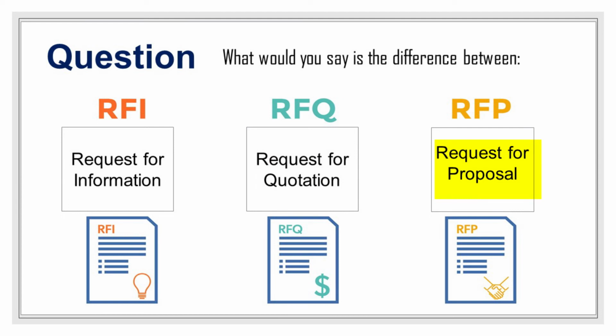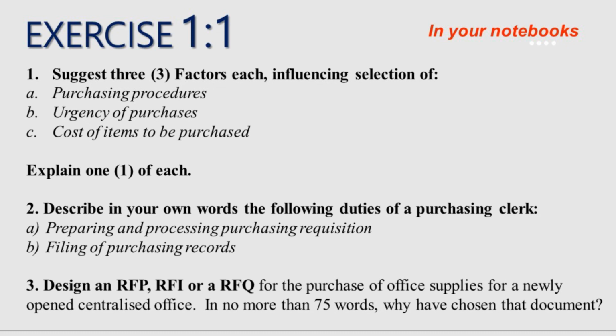And RFP is request for proposal. It compares. Now that we've come to the end of today's lesson, here is the exercise that you are to complete in your notebooks. Number 1. Suggest 3 factors each influencing the selection of purchasing procedures: urgency of purchases, cost of items to be purchased. Explain one of each.